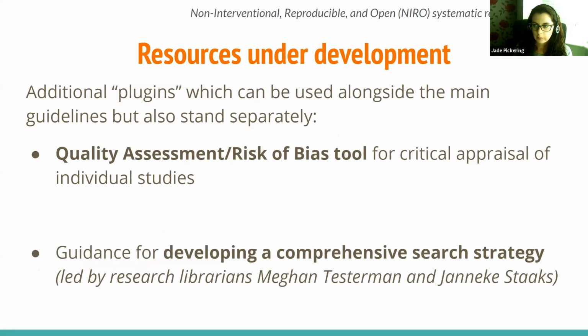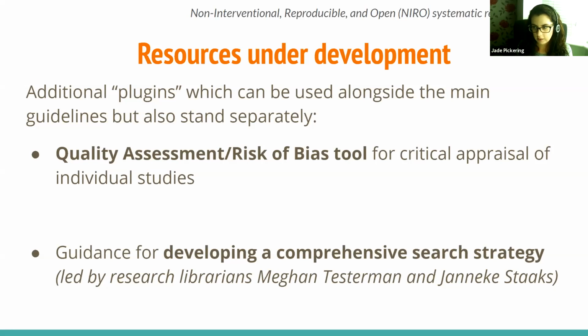We're also developing some additional resources. We kind of describe these as plugins, so they can be used alongside the main NIRO guidelines, but they also stand alone as separate outputs as well. So the first thing we're developing is a quality assessment risk of bias tool that will help with the critical appraisal of the individual studies that will be included in a review.